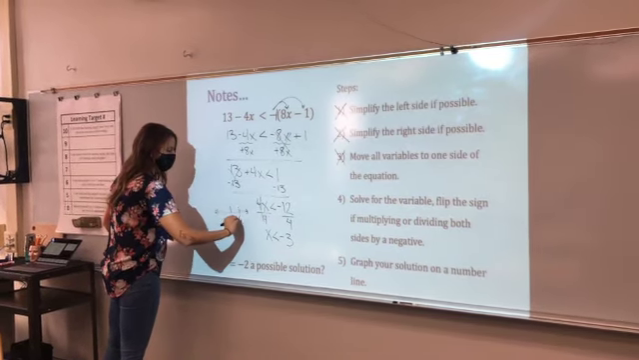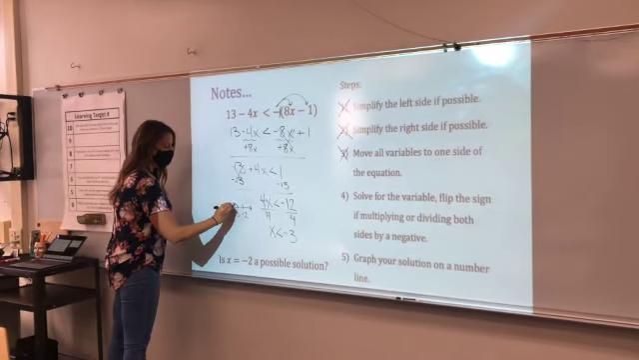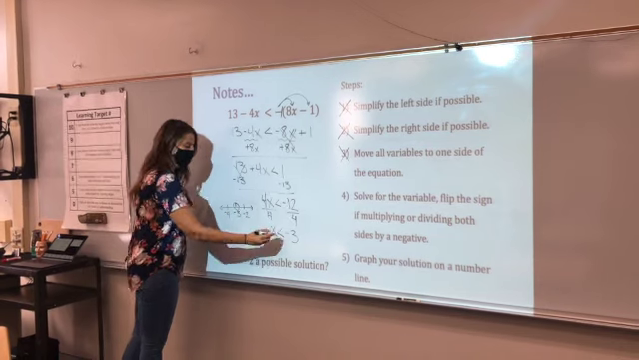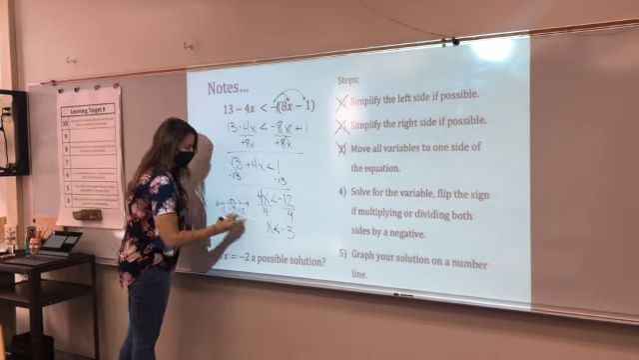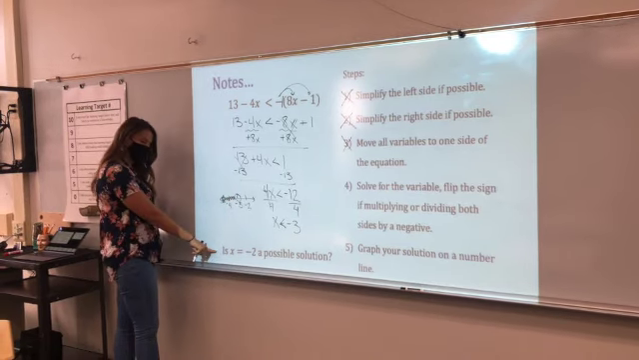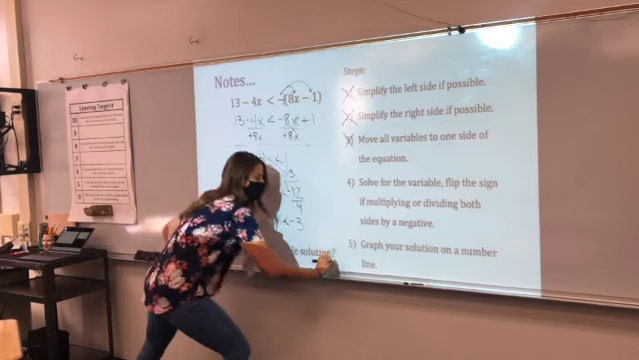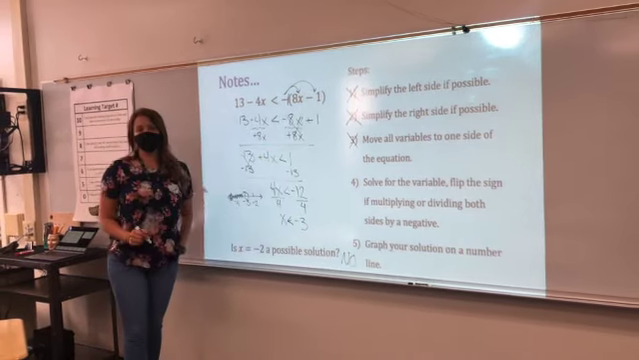Negative 3 goes in the middle. Negative 2, negative 4. It's an open circle because it doesn't equal. And then if we use the trick, I see that I'm shading this way. So is negative 2 a possible solution? Did I shade where negative 2 is? No, I did not. So no, it is not.